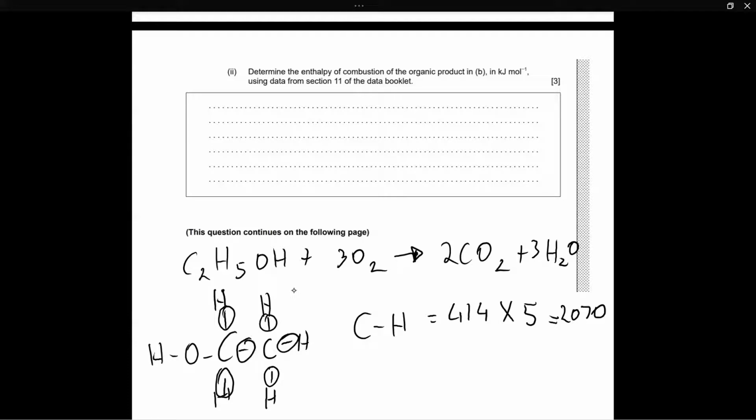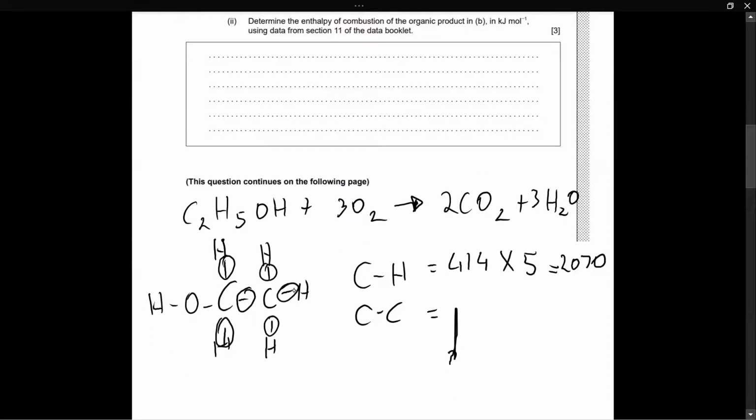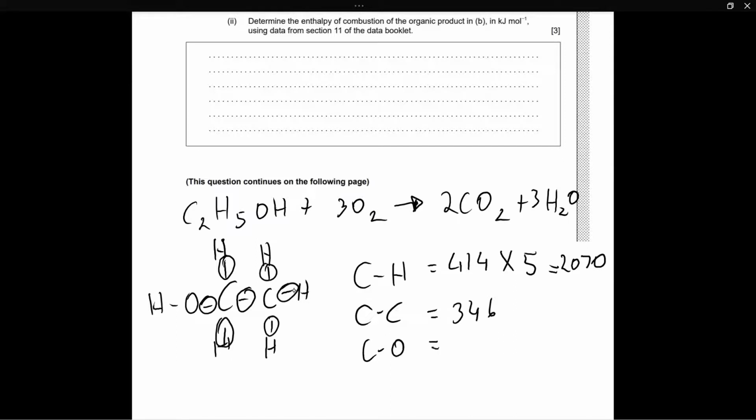Then you look at the other bonds. You have one carbon to carbon bond. This one carbon to carbon bond has an enthalpy of 346, and you only have one, so you leave it like that. And then you have one carbon to oxygen bond. And this has a bond enthalpy of 358.